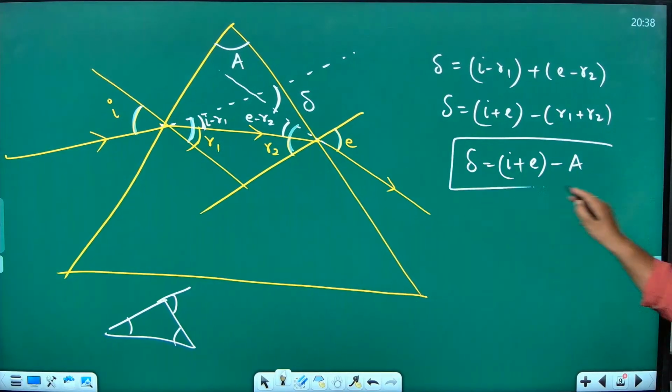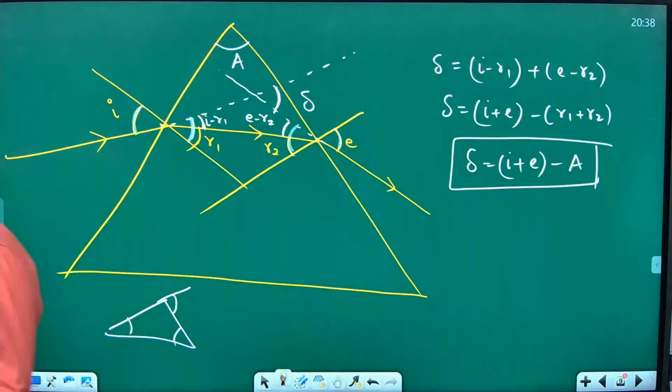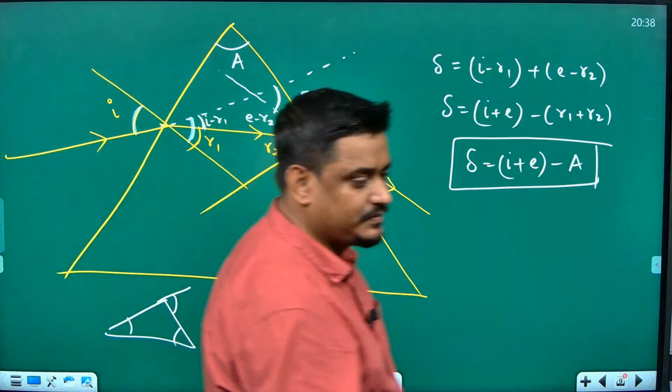This is the relationship between angle of deviation, angle of incidence, angle of emergence, and angle of prism actually. Okay? Or you can write delta plus A is equal to I plus E, whatever you want to write. Copy it fast. We'll take some questions now. After you're done copying, we will solve some questions from here. Make it fast, please.